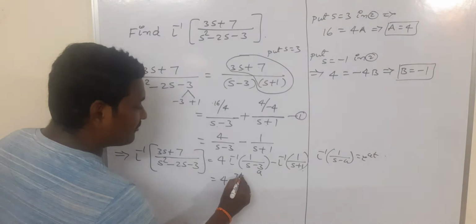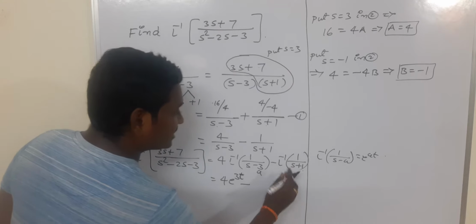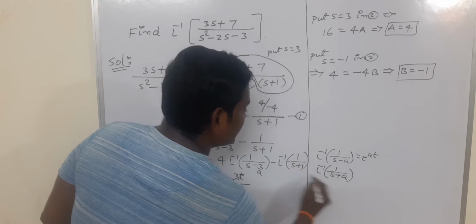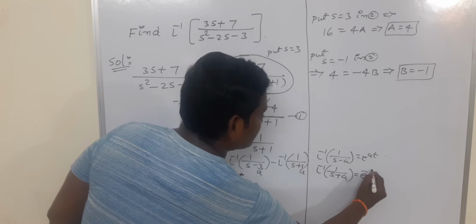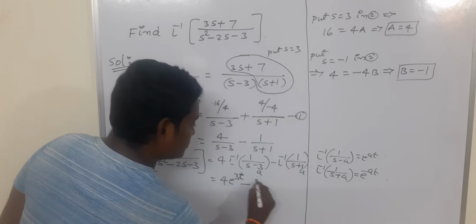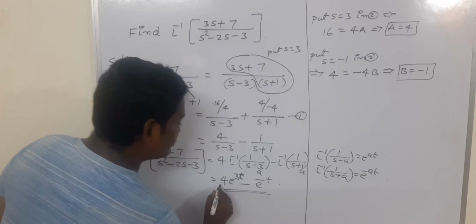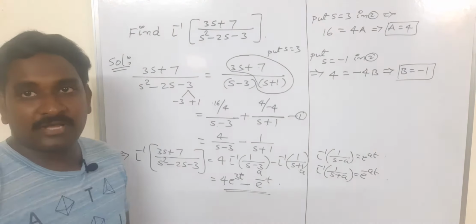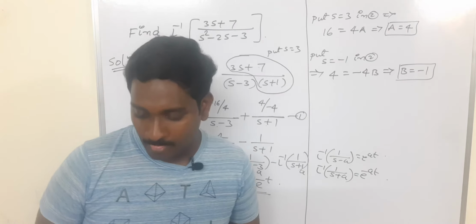You will get e power 3t minus, it is in the form of L inverse of 1 by s plus a. Here a is 1. That's why you will get e power minus at, so e power minus t. This is 4 into e power 3t minus e power minus t is the result. Okay. I will give another example now.